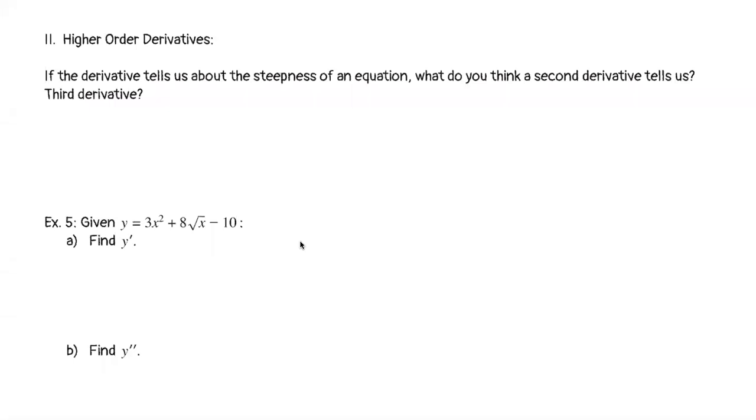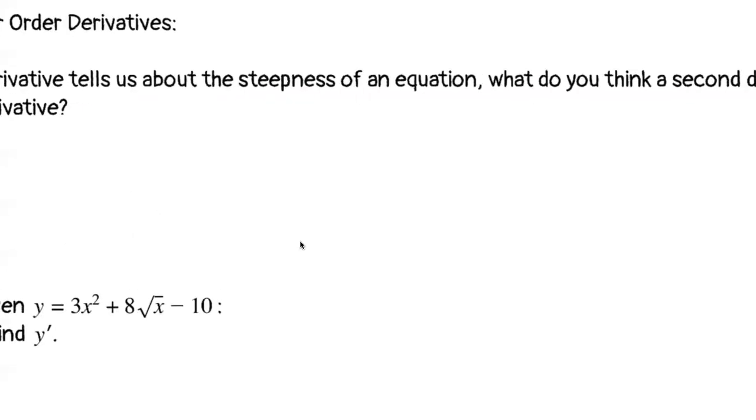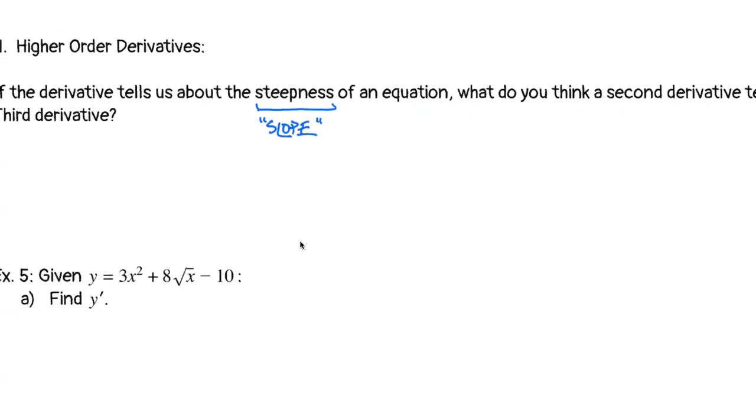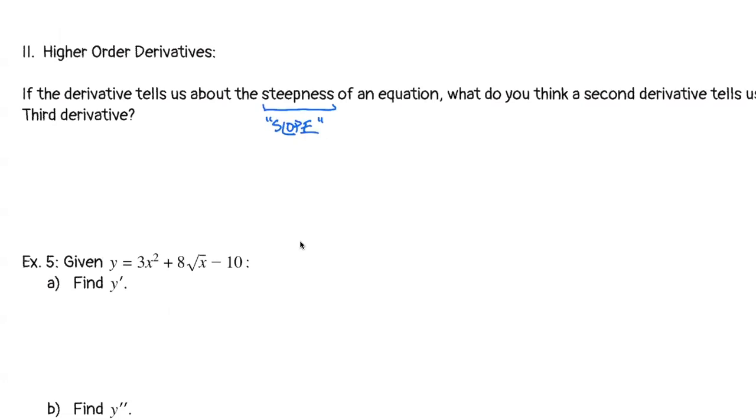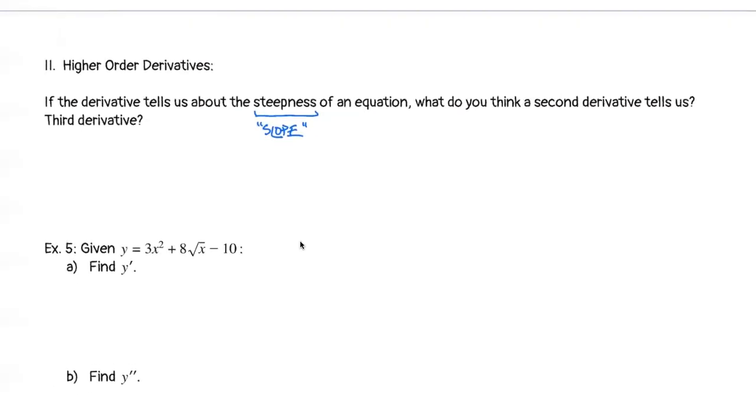But a question I have for you is, if the derivative tells us about the steepness of an equation, and we might say steepness is sort of like our way of describing slope, okay? But if the derivative tells us about the slope of an equation, what are your thoughts on what a second derivative tells us? I'll give you a moment to think about that, but what do we think that second derivative tells us?